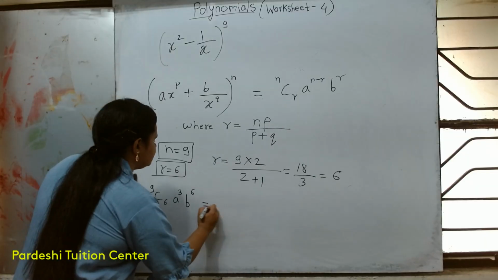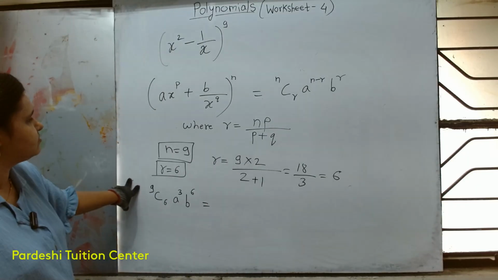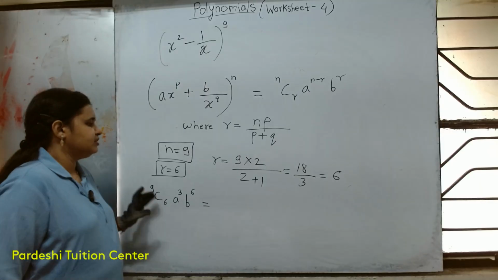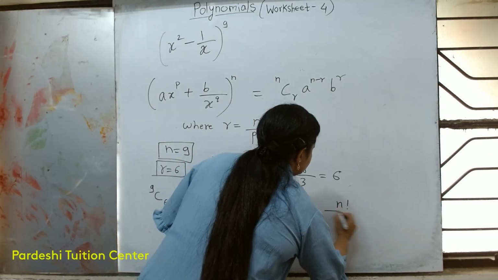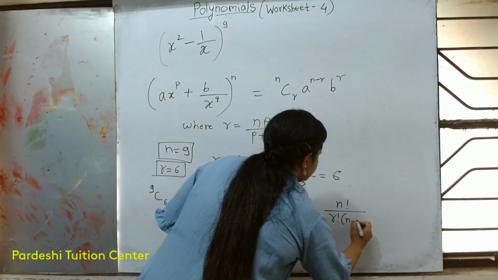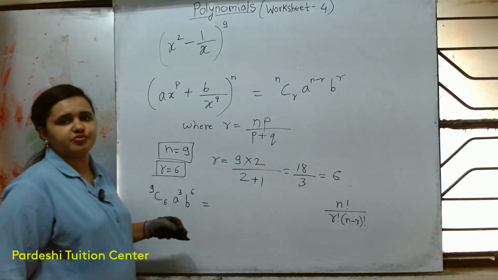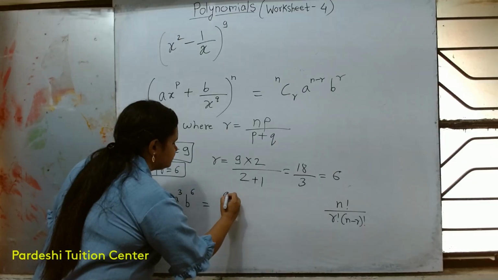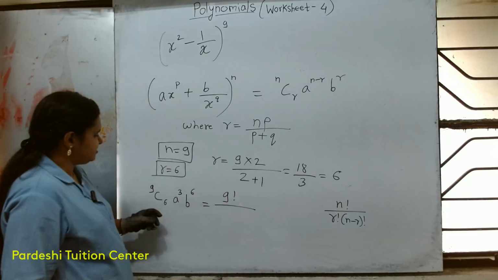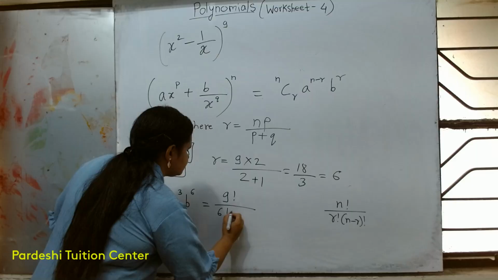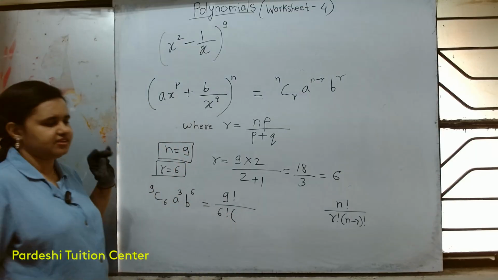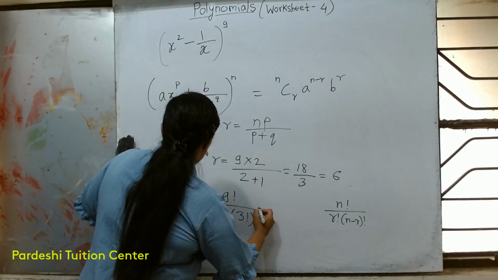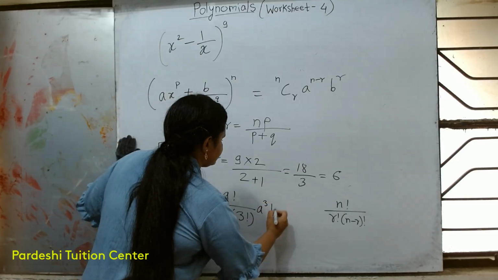Now we have to find 9C6, by which formula again? n factorial upon r factorial into n minus r factorial, again by that formula only. Now 9 factorial, what is n? It is 9. 9 factorial upon r is 6 and n minus r, that is 9 minus 6 is 3 factorial, a to the power 3, b to the power 6.